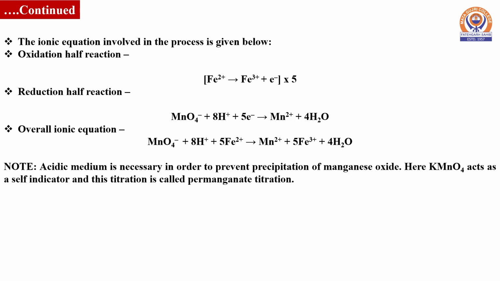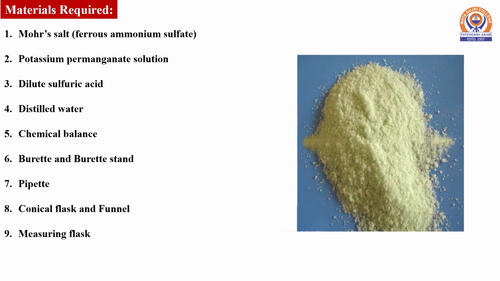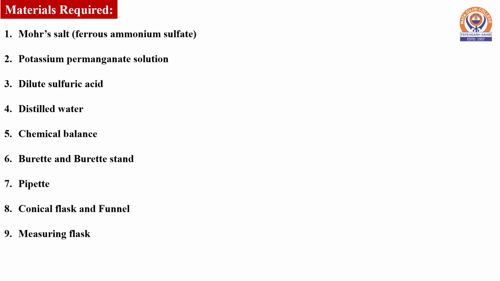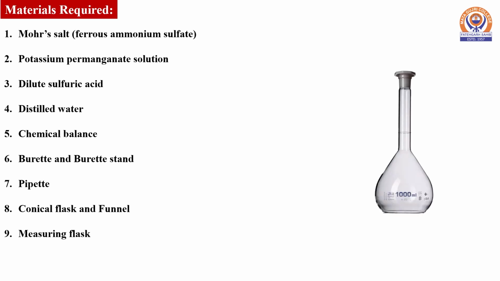of manganese oxide. The materials required for the titration are Mohr salt, potassium permanganate solution, dilute sulfuric acid, chemical balance, burette, burette stand, pipette, conical flask, funnel and measuring flask.